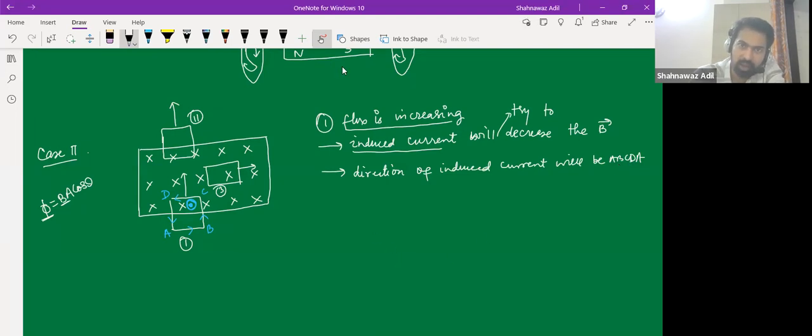Now let us talk about case two. Right. So this loop is going outside, right? It is moving away from the magnetic field. So flux is increasing or decreasing? Decreasing. Flux is decreasing, right? So now what will this induced current do?